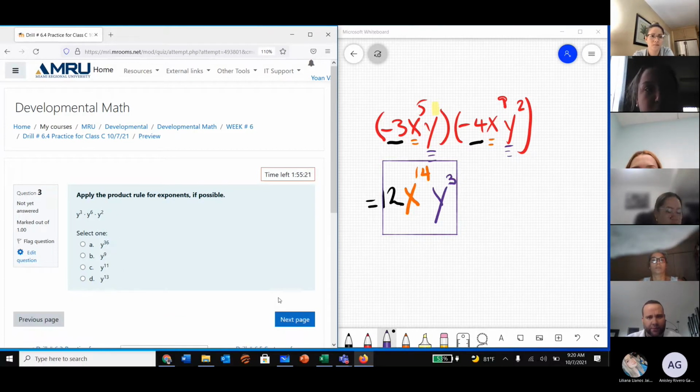Let me go to next question. We have 3 equal variables with the same base. What do we need to do? Keep the base and add the exponents. What is the result? 11. Y to the power of 11.